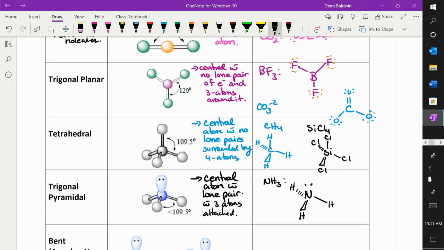I'm not exactly sure how I'm going to test this, but I don't want to make you memorize all these. I don't know if I want to do that. I don't know how much that adds to our knowledge of chemistry.